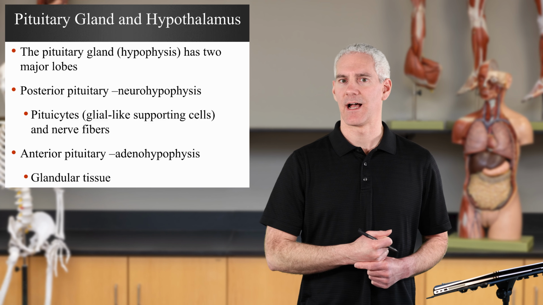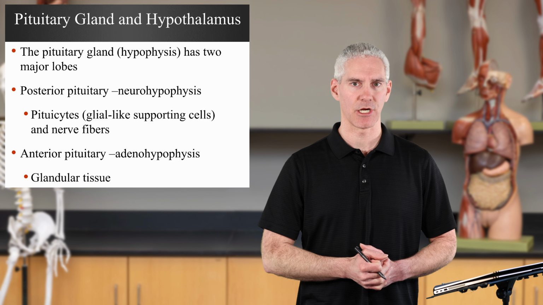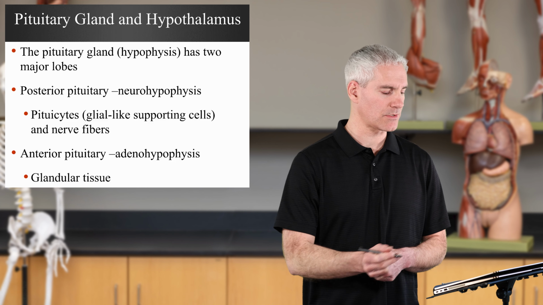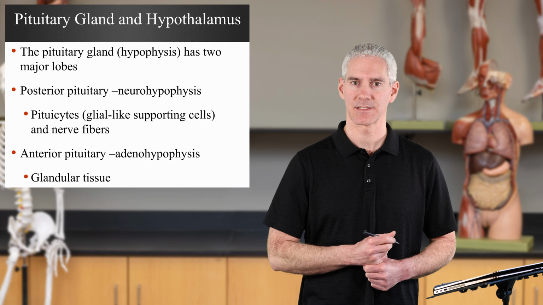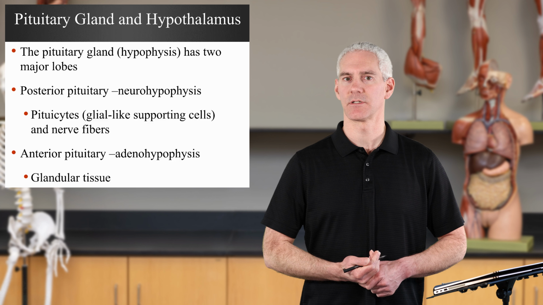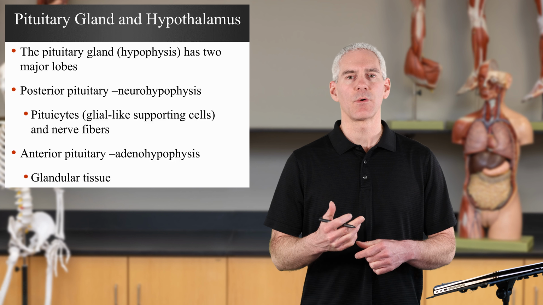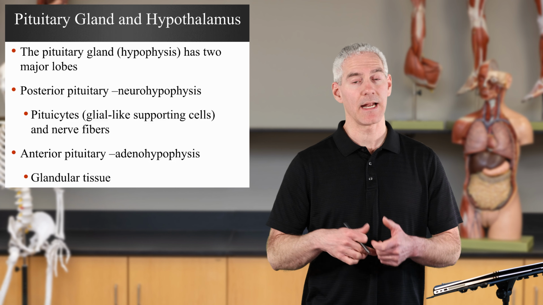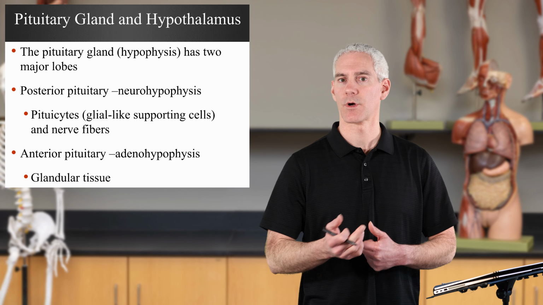The other side, the other half, is the anterior pituitary. Now, the anterior pituitary, also known as the adenohypophysis, is more glandular tissue. So we have a mixture of anterior pituitary, which is glandular, and posterior pituitary, which is more neural.